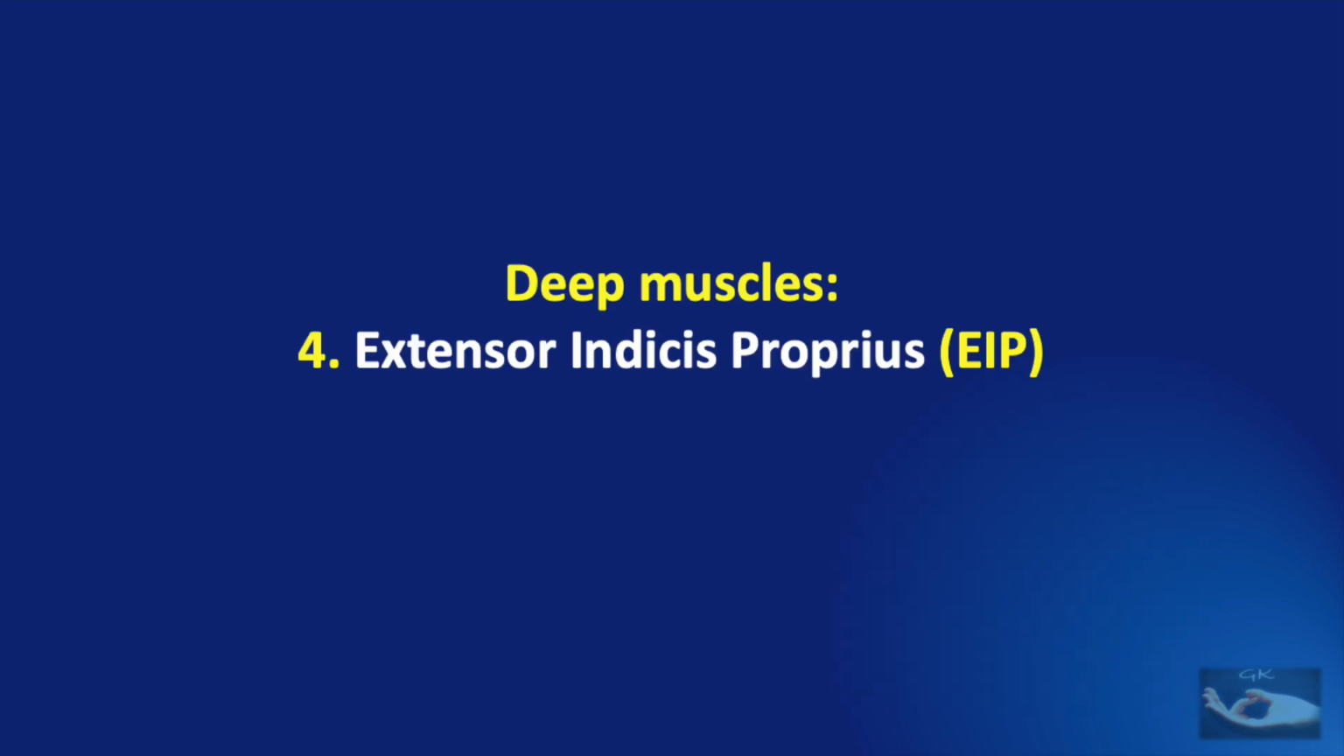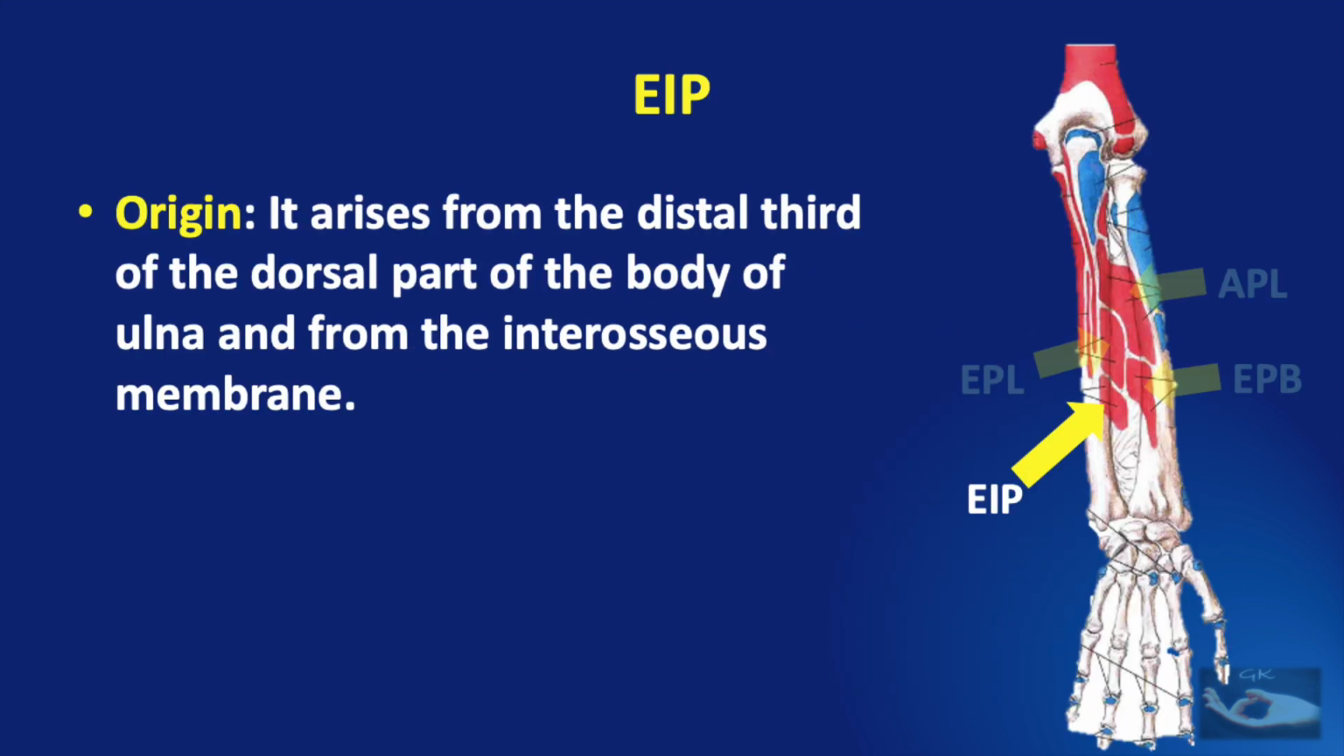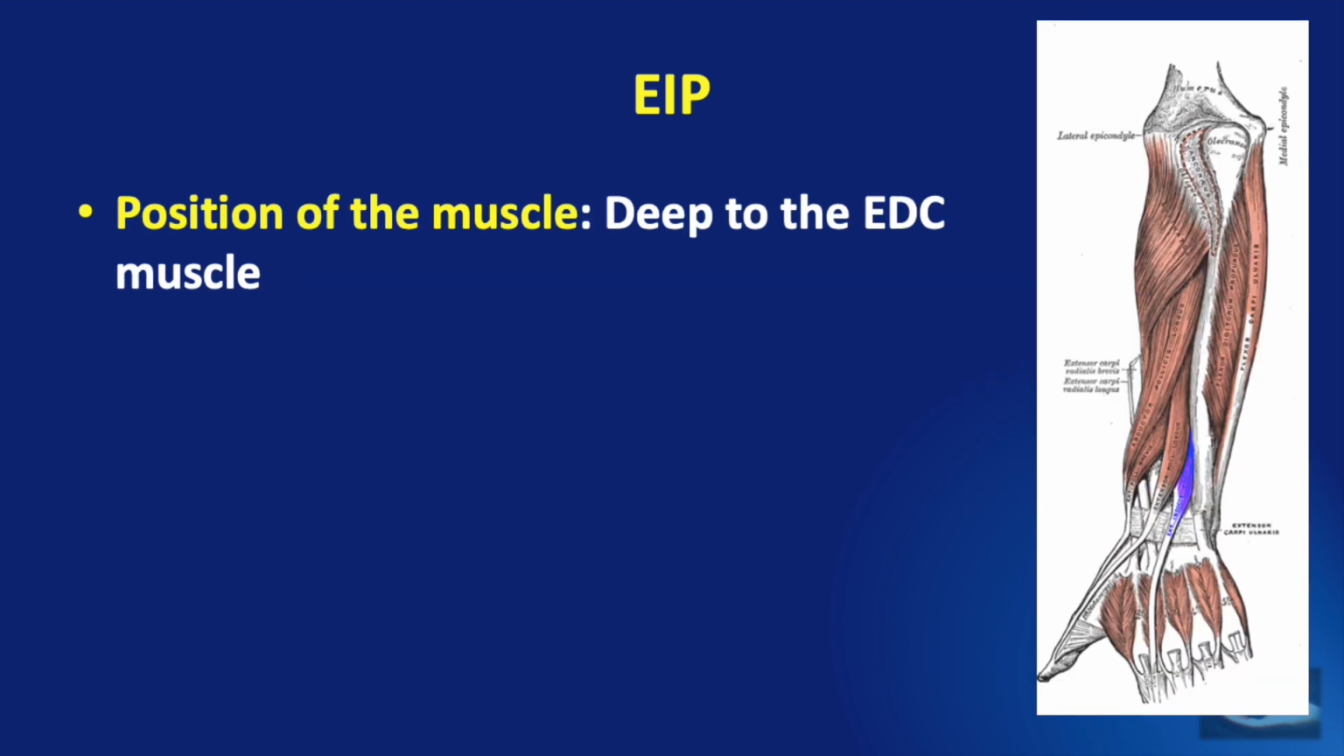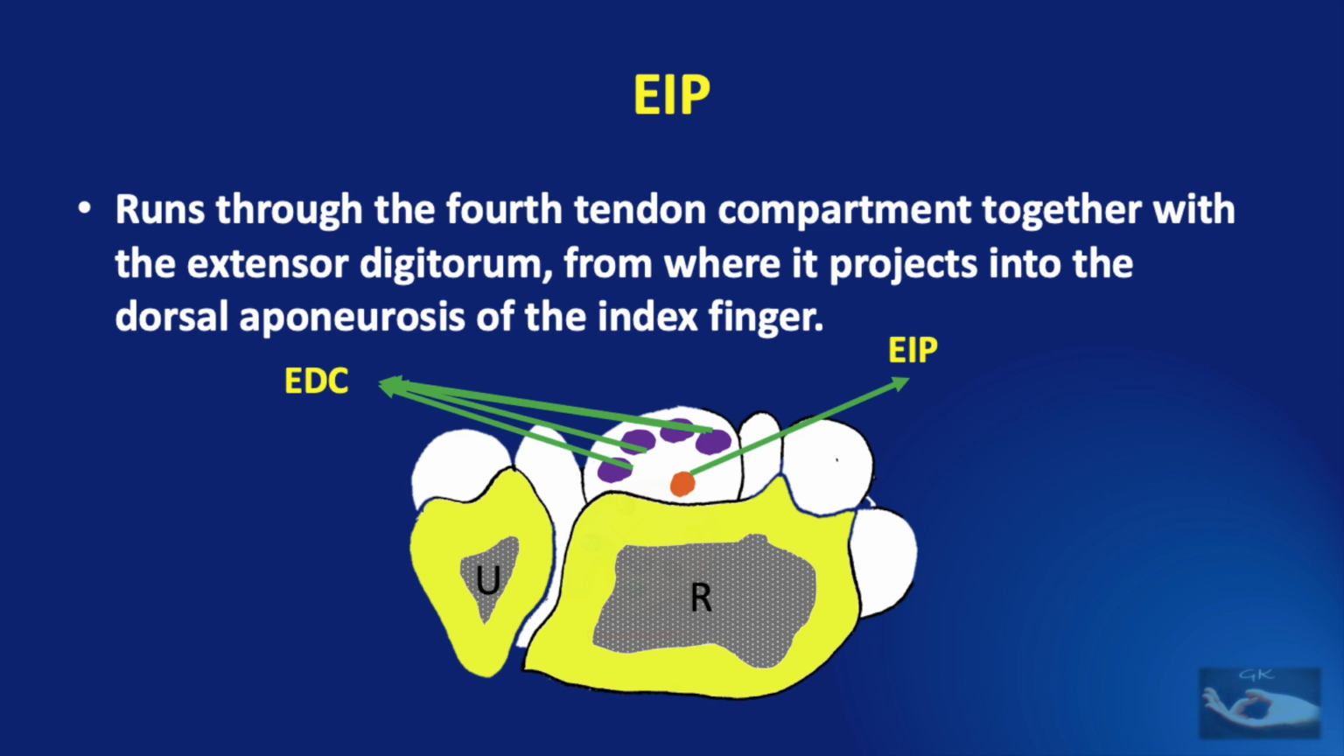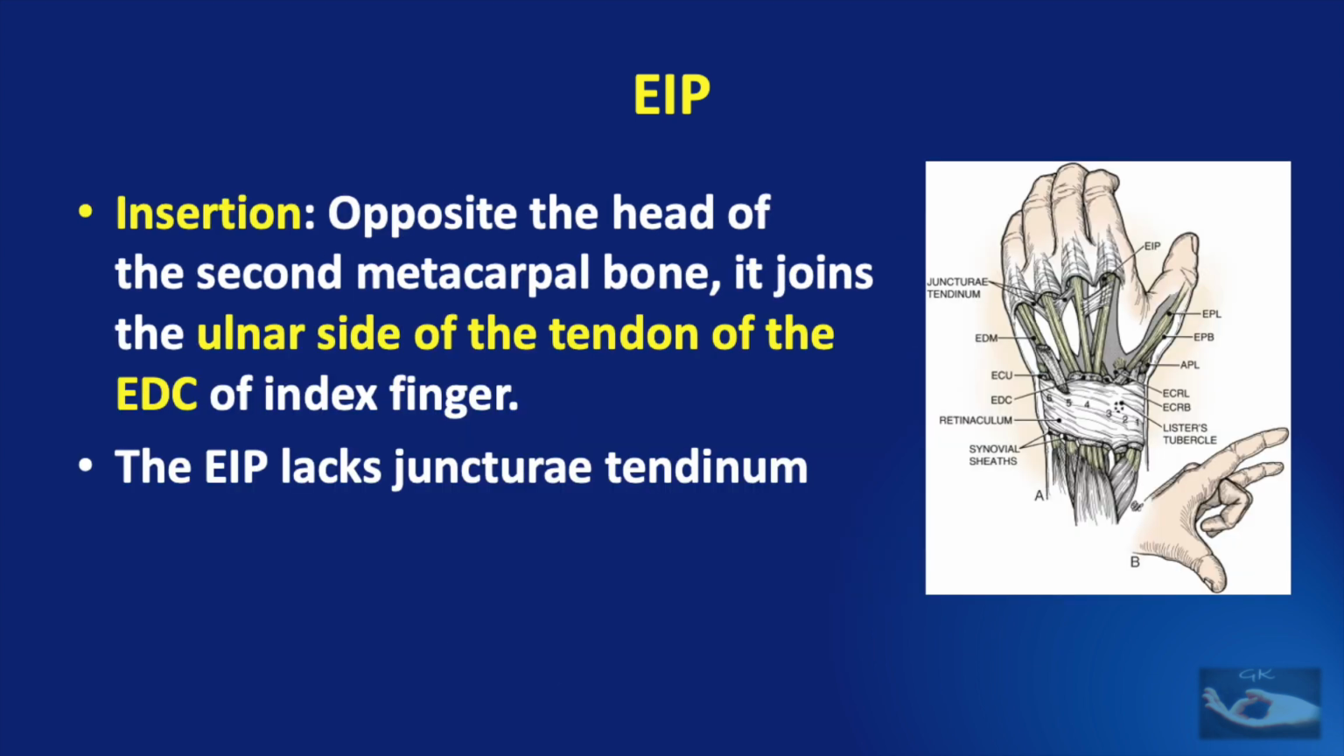The extensor indicis proprius, or the EIP, has the most distal origin among the 4 deep extensor muscles. It originates from the distal third of the dorsal part of the body of the ulna and the interosseous membrane. This muscle is deep to the extensor digitorum communis, and the tendon runs through the 4th tendon compartment together with the extensor digitorum, from where it projects into the dorsal aponeurosis of the index finger, and it is inserted opposite the head of the 2nd metacarpal bone, where it joins the ulnar side of the tendon of the EDC of the index finger. The EIP lacks juncturae tendinum.